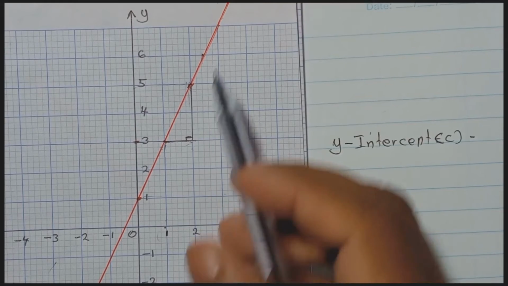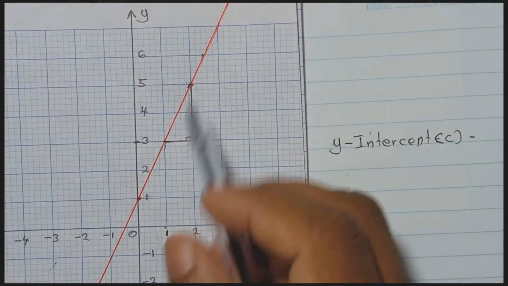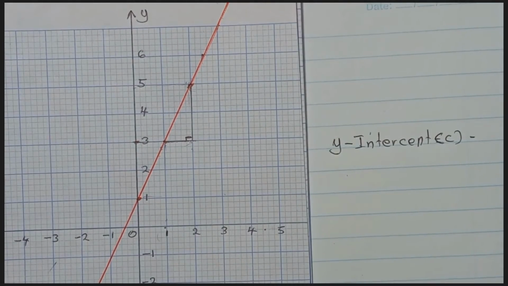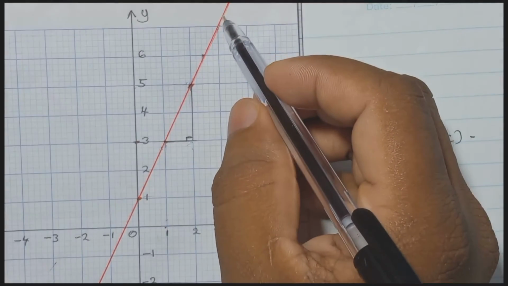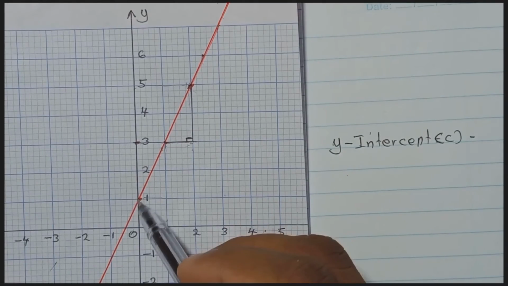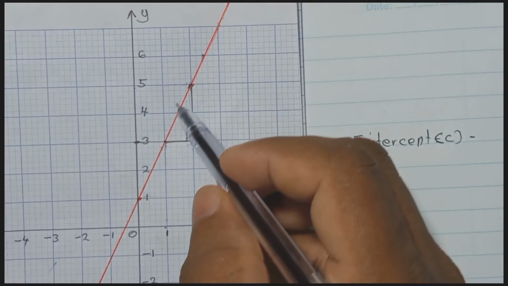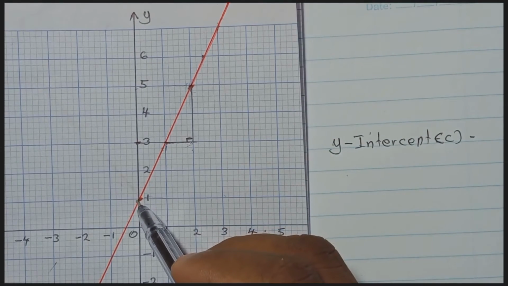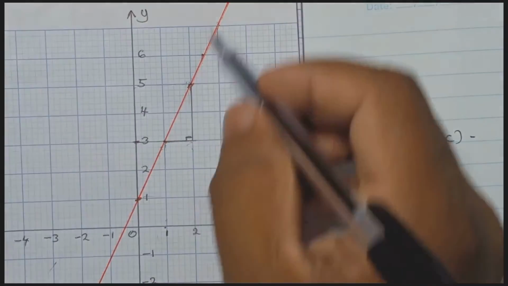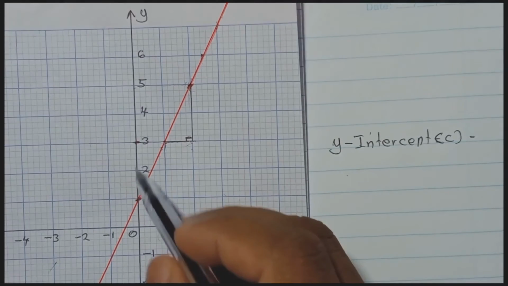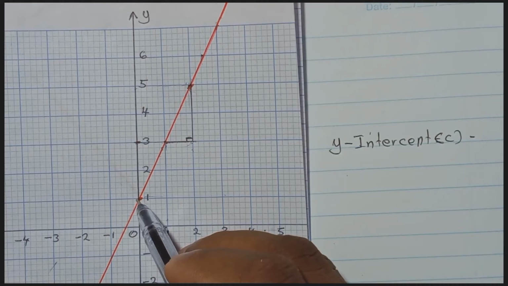Now think, when you have a graph, how to find the y-intercept. This is very simple, right? Now look, when you have a graph, check where your graph meets the y-axis, where it cuts the y-axis. For example, think this graph cuts the y-axis at 1. That means where this graph, this line, and the y-axis meet, at that point the y value is the y-intercept, or we can call it c, right?